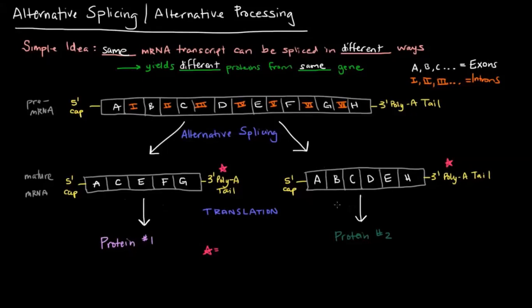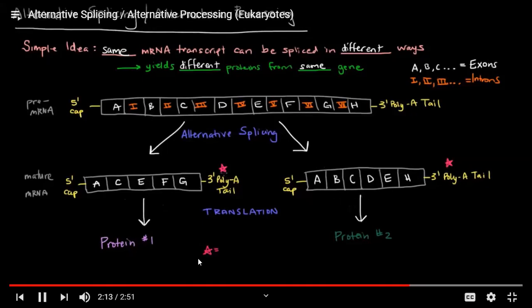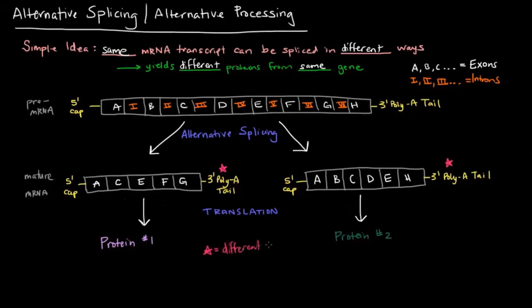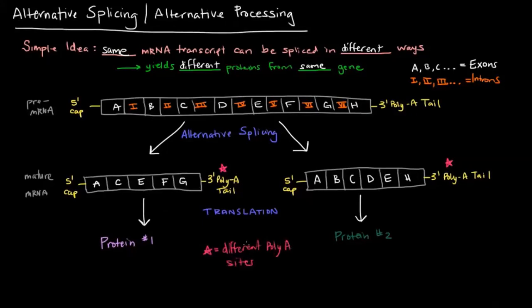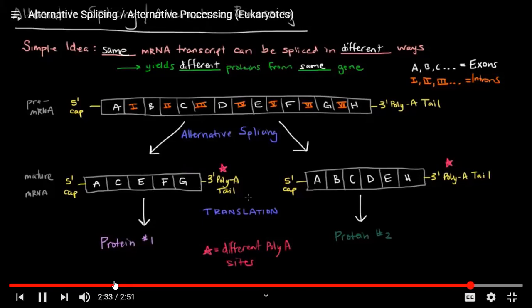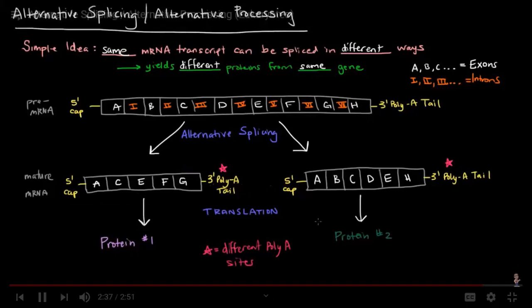Who knows? So one thing I do want to note here, I have these little pink stars above the 3' poly A tails, is to note that they have different poly A sites. So notice this one is attached at the G, and this one is attached at the H. So there might be multiple poly A sites, and that's what allows for alternative processing to even happen, because you need to have these 3' poly A tails attached.